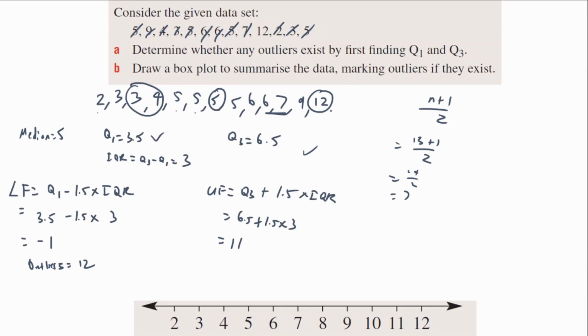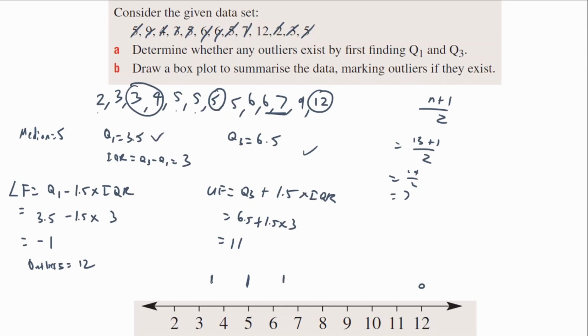Let's mark that in first. So the outlier was 12. We can draw it as a circle. Our median was 5. Let's just draw that in with a straight line. Q1, or the lower quartile, was 3.5. Let's draw that in. And the upper quartile, or Q3, was 6.5. Let's draw that in too.